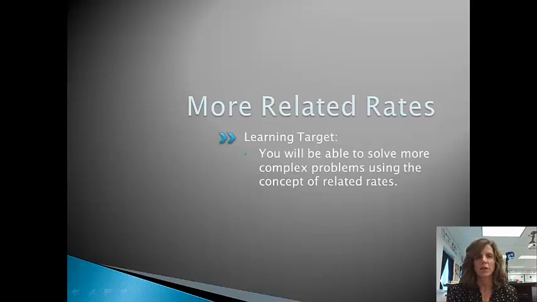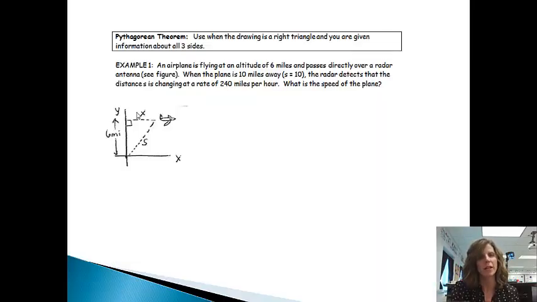Now that you know a little bit about related rates, we're going to get even more complex with our problems. So at the end of this lesson, you'll be able to solve more complex problems using the concept of related rates. Alrighty, one of the ways that we'll end up using related rates is when we have something that involves the Pythagorean theorem. And you will remember the Pythagorean theorem is just a squared plus b squared equals c squared.